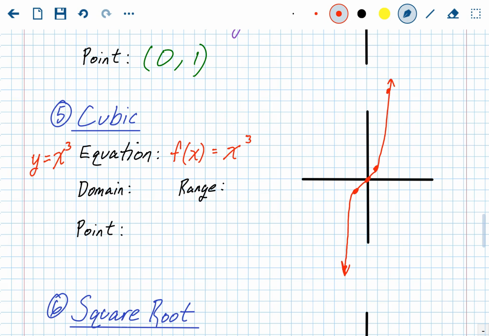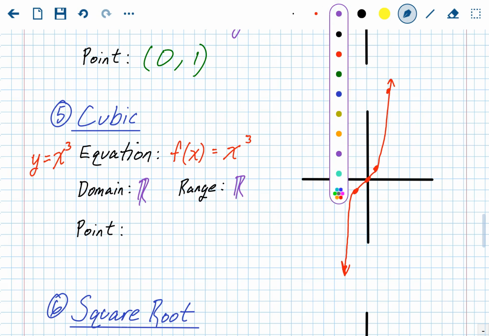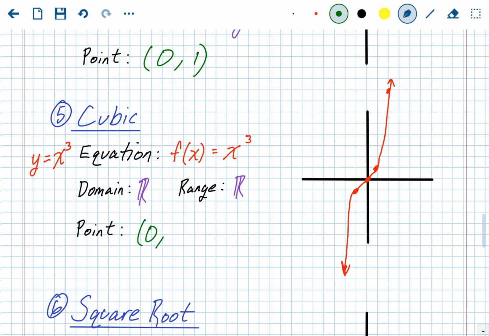All right, the domain is all real numbers. So we're going to run through these kind of quick because we're not going to do a whole lot with them. The range goes all the way down. There's an arrow pointing down and there's an arrow pointing up. So that means it's going to cover the entire range, every y value from negative infinity to positive infinity. And then the point we're going to use is the origin 0, 0.